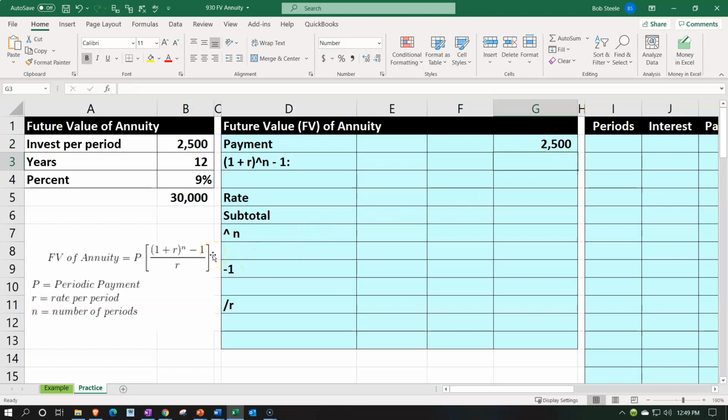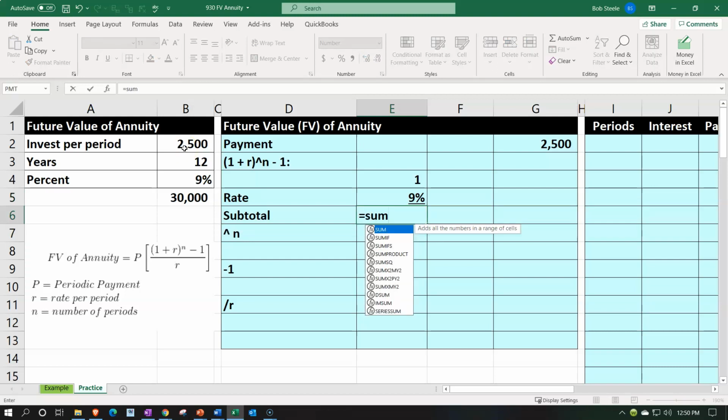We're starting with the numerator, 1 plus r to the n, minus 1. I'm going to do that in a vertical fashion, saying 1. And then the rate is going to be the 9%. Going to percentify that cell, go into the Home tab, Numbers group, percentify, underlining it as well, Home tab, Font group, and underline. Summing them up by going to the sum function, equals SUM, shift 9, up arrow, holding down shift, up another time, and enter.